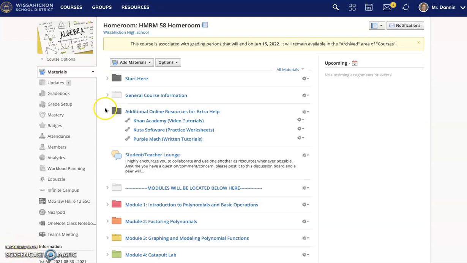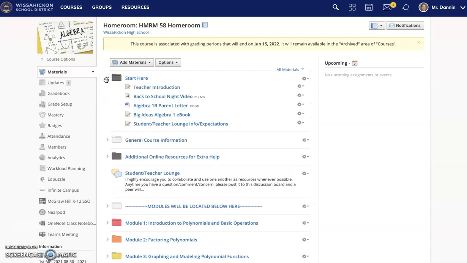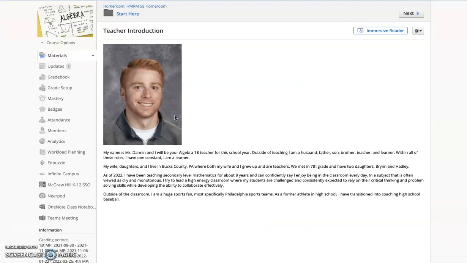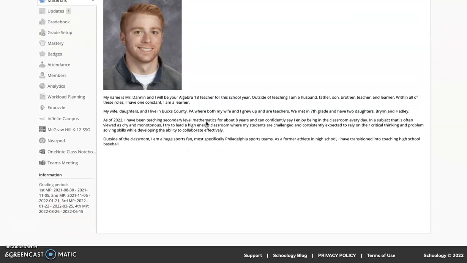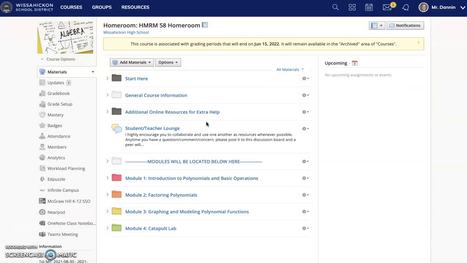I chose to separate my Start Here section from my general course information. Within my Start Here section, I included an introduction about myself, which can be seen here, with a picture of myself, about me inside and outside of school, similar to the biography that I give about myself on Back to School Night. Since this course will be taught in a blended learning setting, students will get to know me in person. However, it is nice to have this for parents.